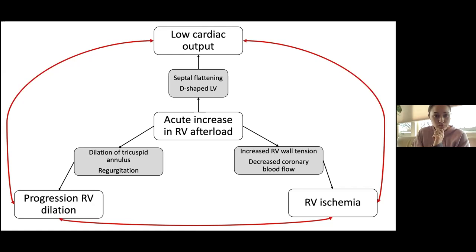In this particular case, we're seeing an overlap between what we call obstructive shock and cardiogenic shock because the LV is actually affected by the acute increase in afterload, because we're seeing that there are structural changes in the heart.